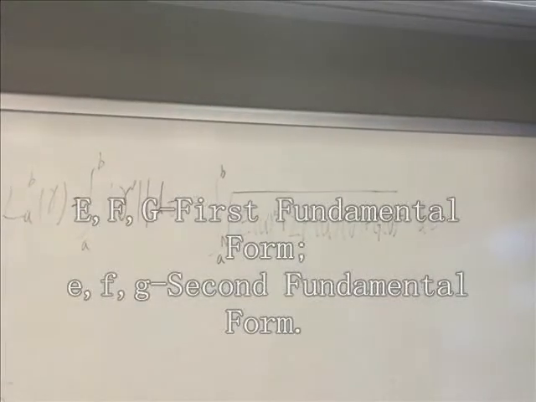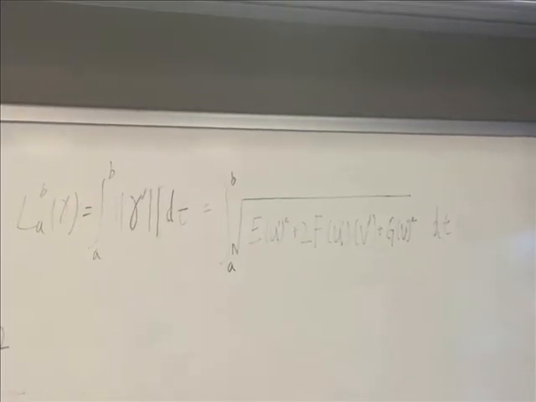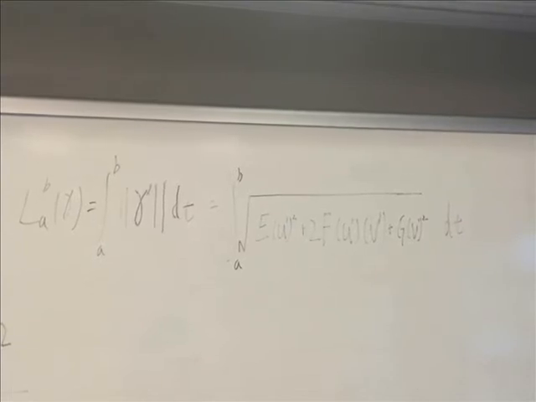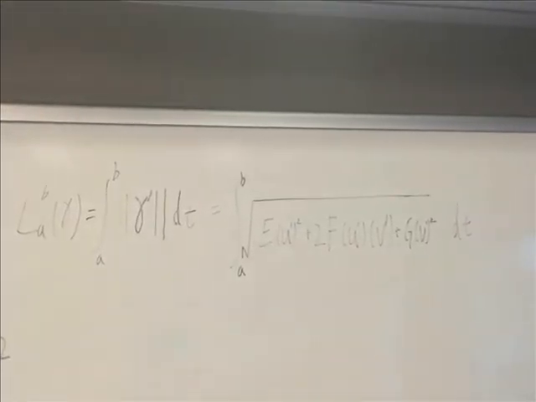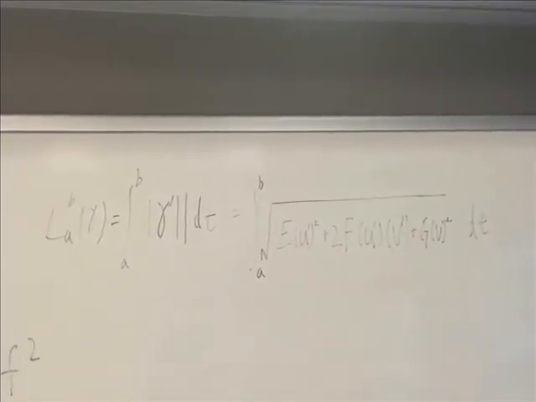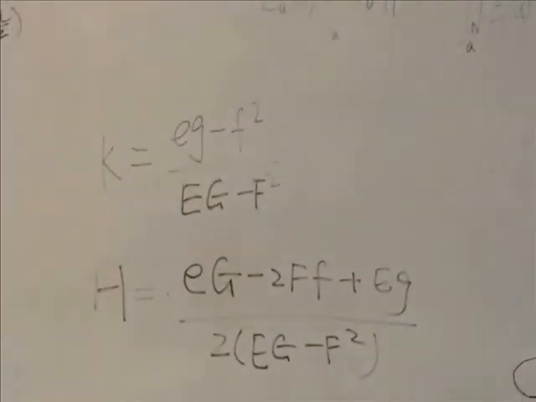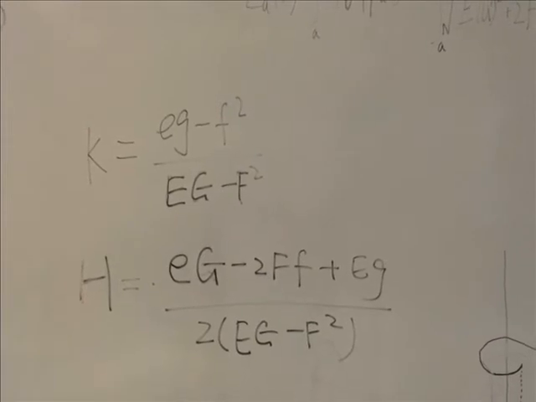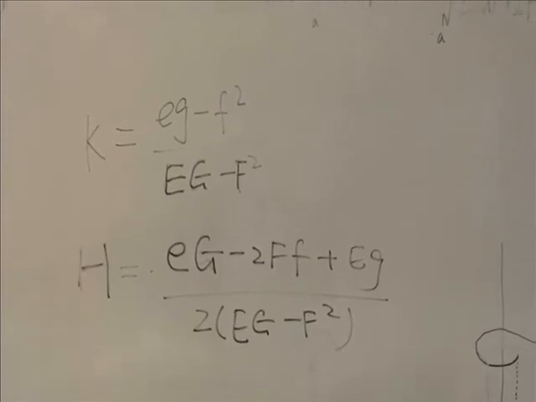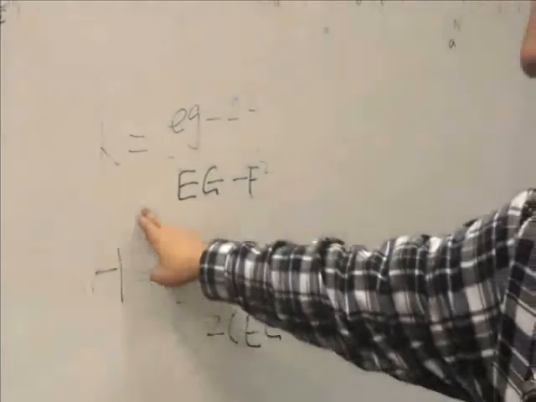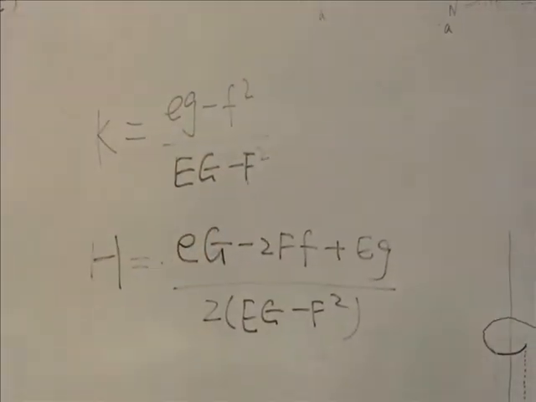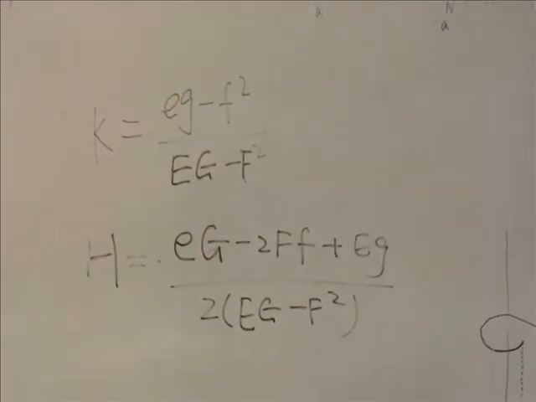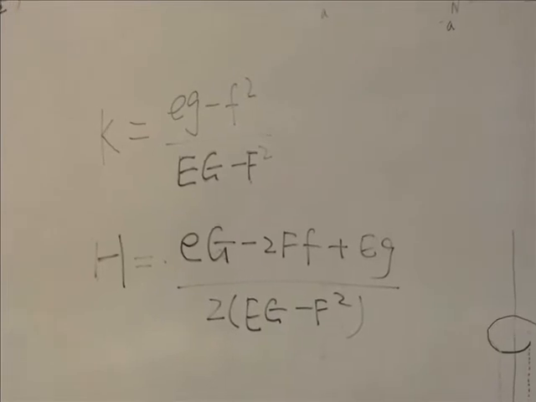The coefficients of the first fundamental form can be used to measure distance on the surface, which can be done this way. And the second fundamental form can be used to calculate the Gaussian and the mean curvature in conjunction with the first fundamental form coefficients, where K is the Gaussian curvature and H is the mean curvature.